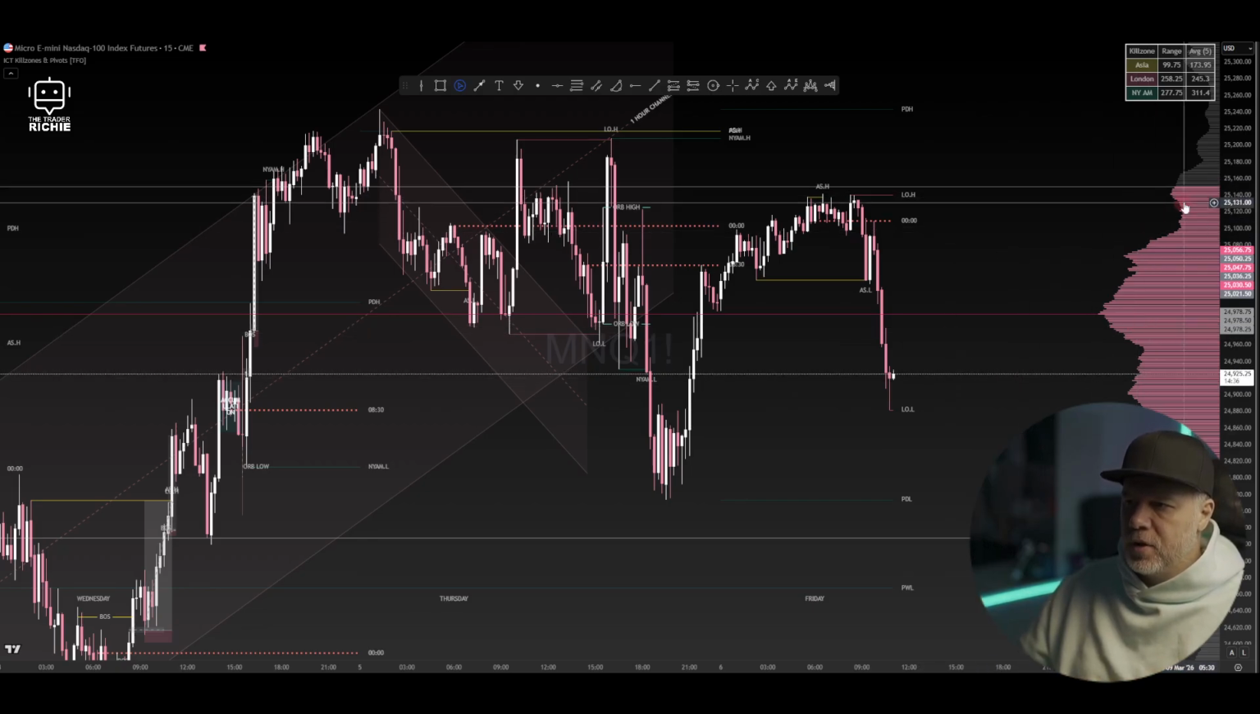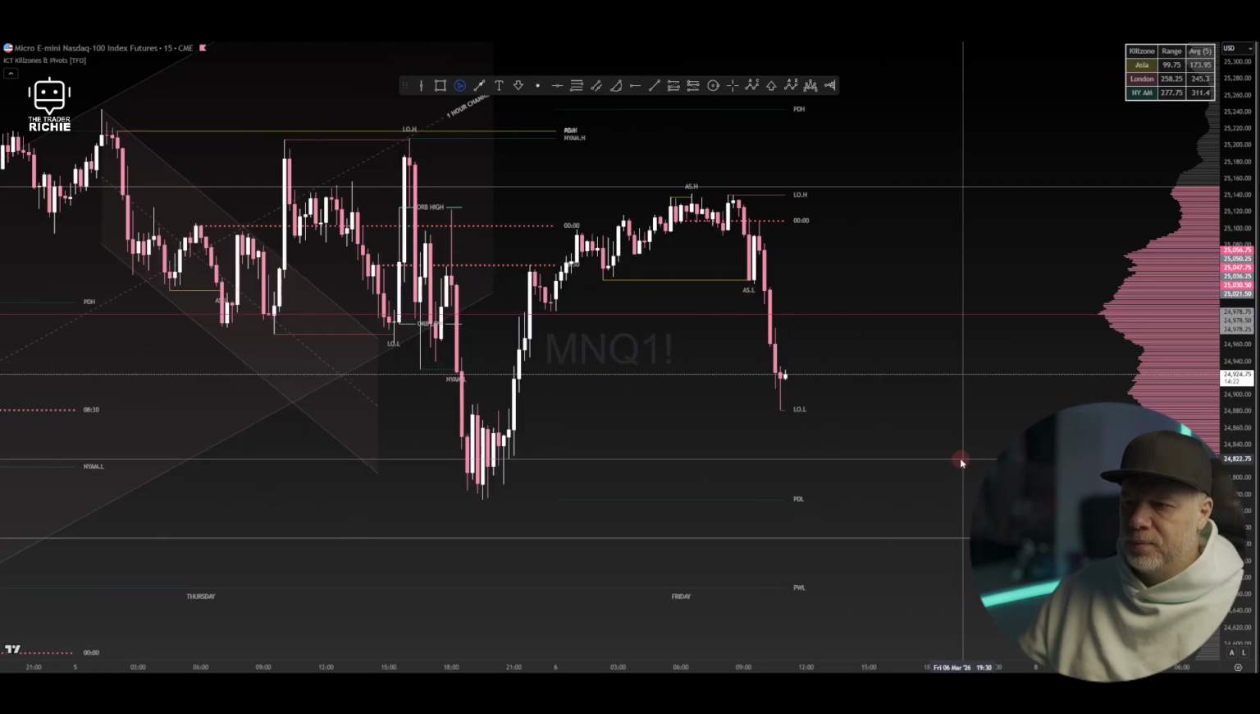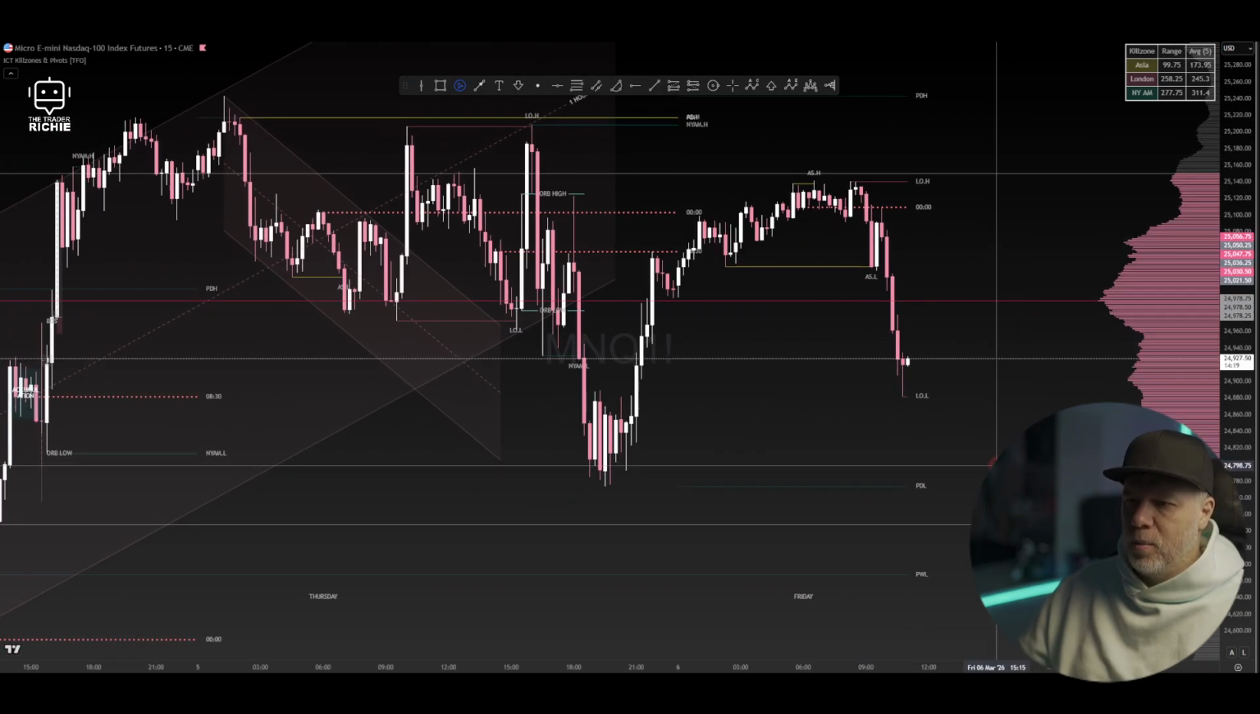So if you look up the top here, we come out of that high value node and we come in and we get to this point here. That's the value area high, and this is the value area low. This is where I want to enter, and this is where I want to enter. Never in the middle. The middle is no bueno.